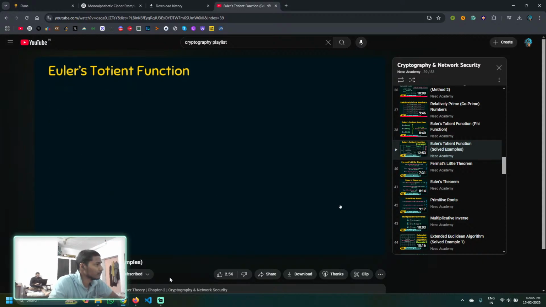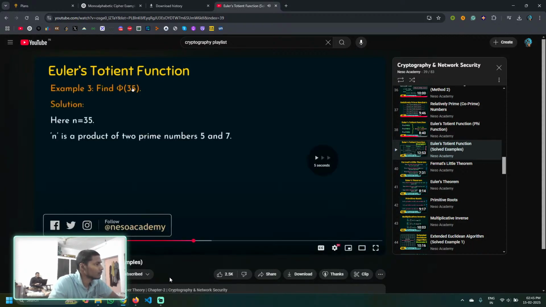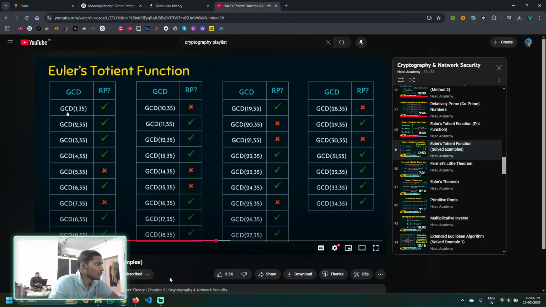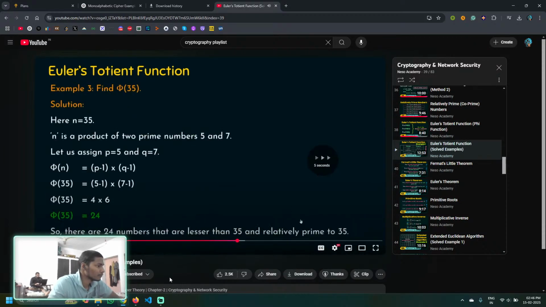Let's step into example number 3. In example number 3, we are going to compute phi of 35. So let's solve this now. Now we can clearly say that 35 can be factored into 5 and 7. In the previous lecture we followed this approach, right? We start from GCD of 1, 35, GCD of 2, 35, GCD of 3, 35, up to GCD of 34, 35. And obviously we compute whether they are relatively prime. If the GCD is 1, then obviously they are relatively prime, isn't it? So if you compute here, there are certain numbers that are relatively prime to 35. Say 4 and 35 are. But here it is so simple because 35 is a product of two different primes.